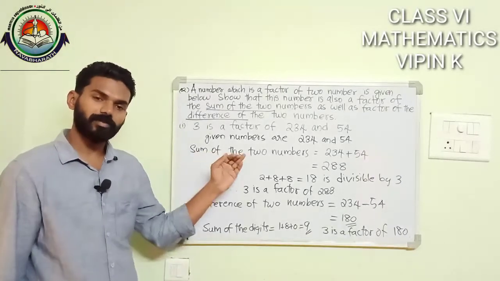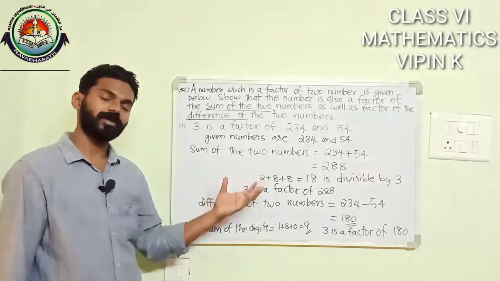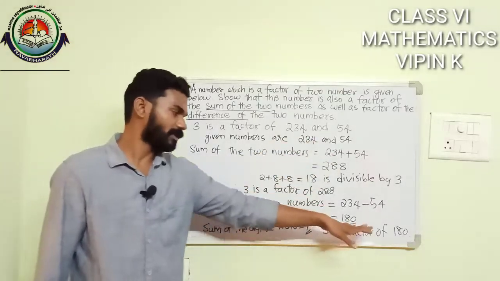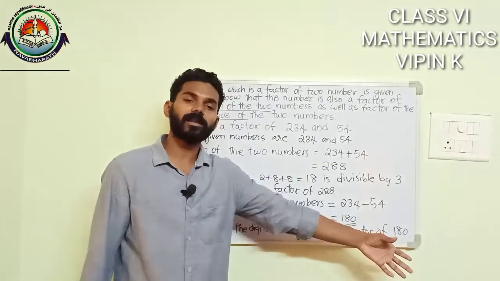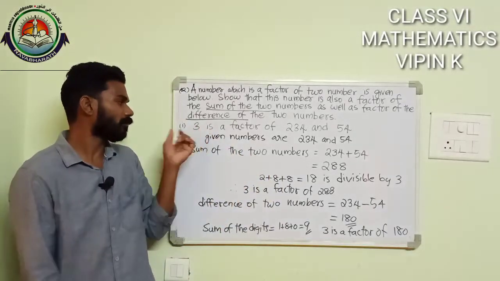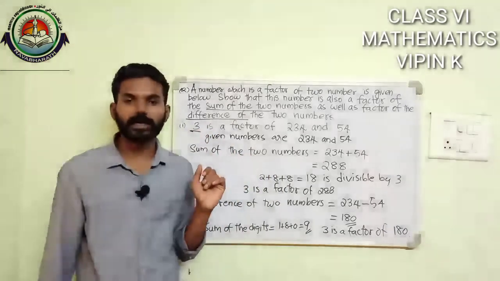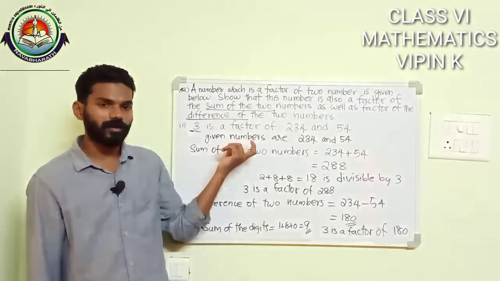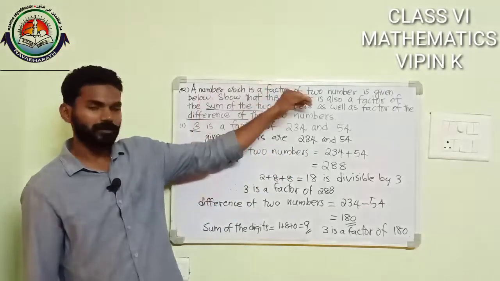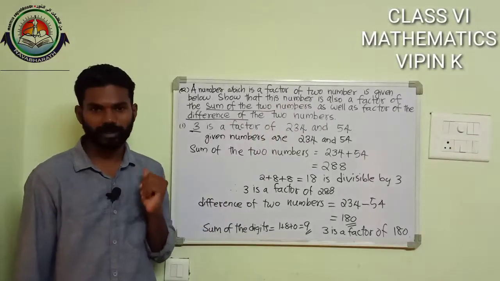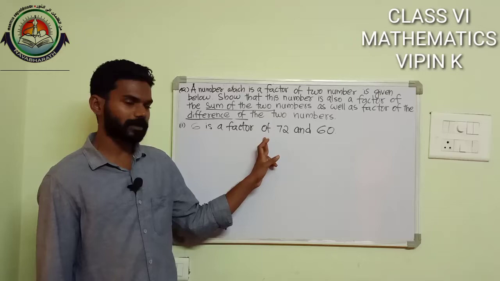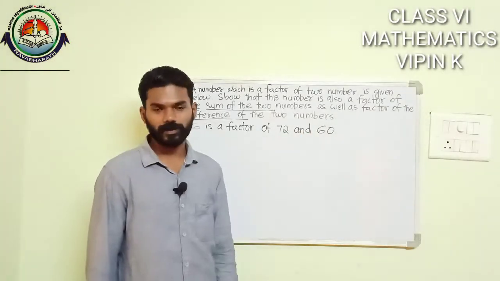So it has been shown, or it has been proved, that the sum of the numbers as well as the difference of the numbers are divisible by the same number 3. Okay, now let's take another example or another question belonging to this category. Okay, the second question is: 6 is a factor of 72 and 60.